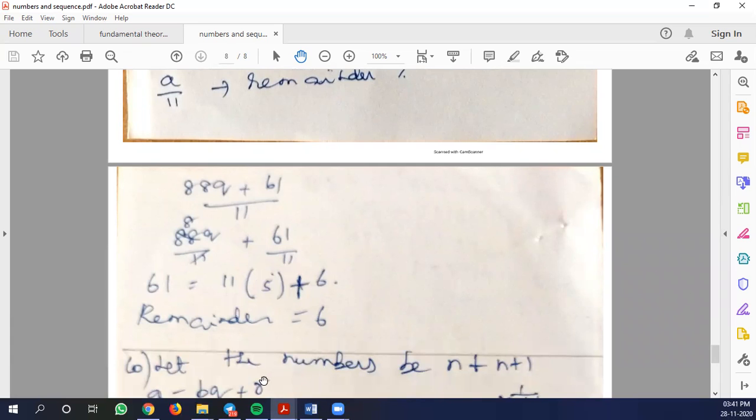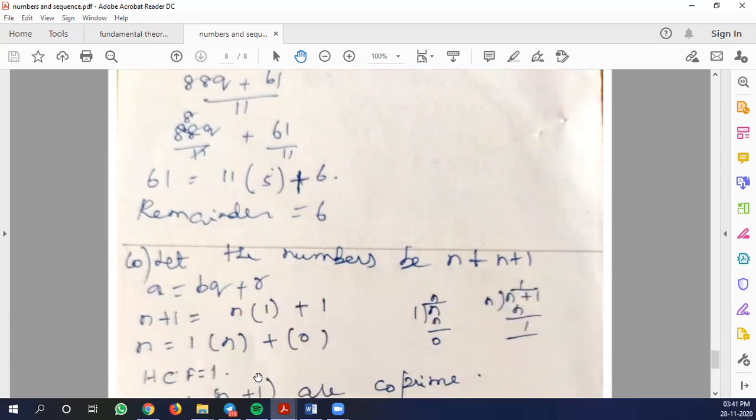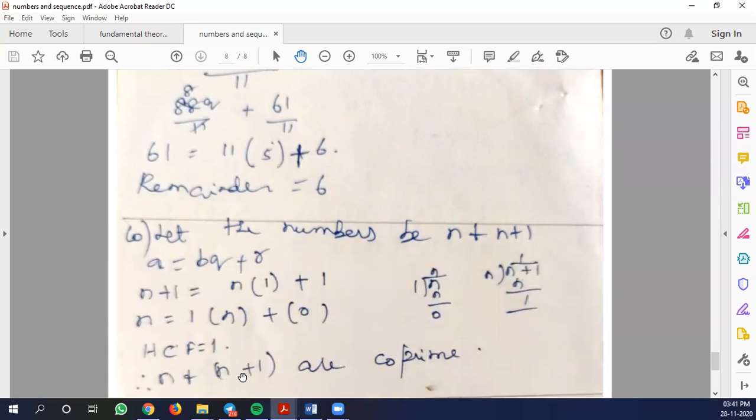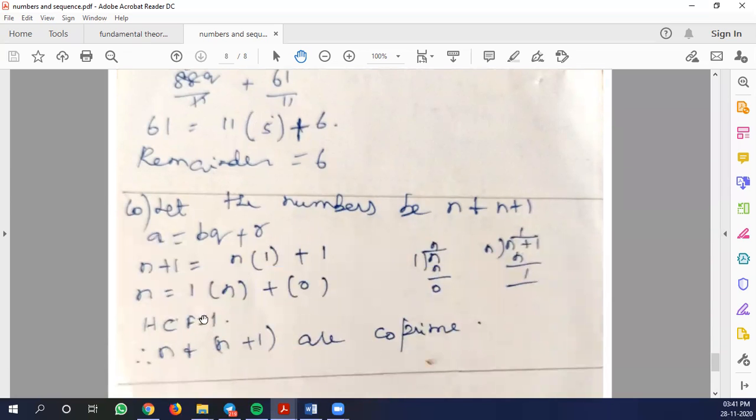That is what was asked. Then prove that two consecutive positive integers are always co-prime. So let the numbers be n and n plus 1. A is equal to BQ plus R. So n plus 1 is equal to n into 1 plus 1. If n goes to the other side, it becomes 1 minus 1, which is 0. So the HCF is 1. Therefore, n and n plus 1 are co-prime. So that's all under this exercise.